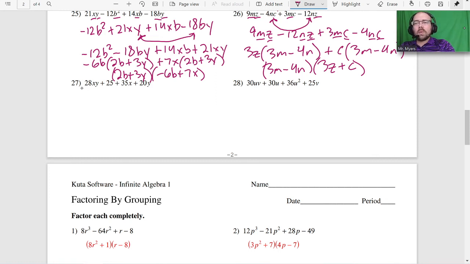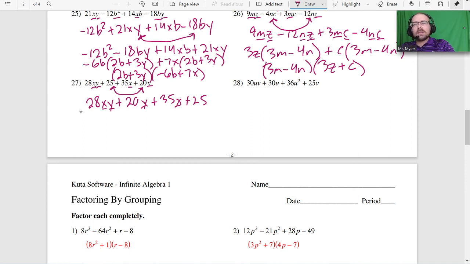So 28 and 25. I don't think they have anything in common. Wait, hold on. We're supposed to check, make sure everything's in the right order. 1 and 3, okay. 1 and 4, no. Let's switch 2 and 4. So let's see, 28xy plus 20y plus 35x plus 25. So we have x and x, 1 and 3, good. Y and y, 1 and 2, good.